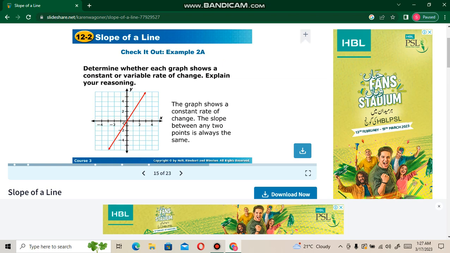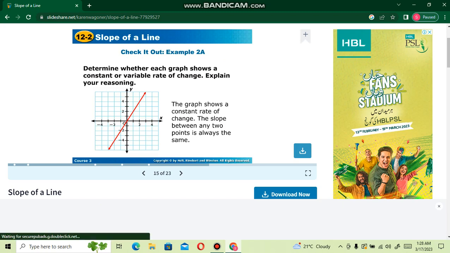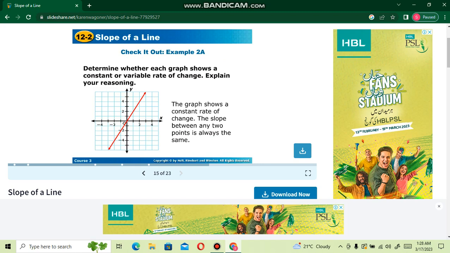Check it out. Example 2a. Determine whether each graph shows a constant or variable rate of change. Explain your reasoning. The graph shows a constant rate of change. The slope between any two points is always the same.